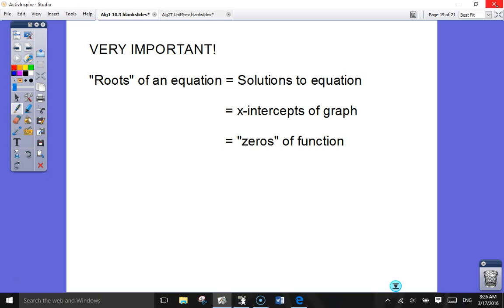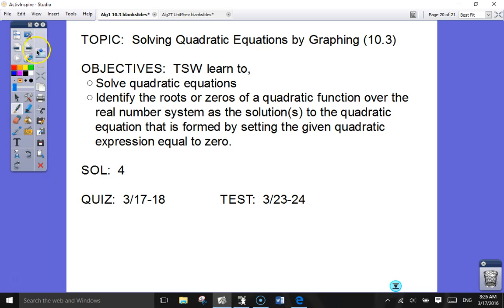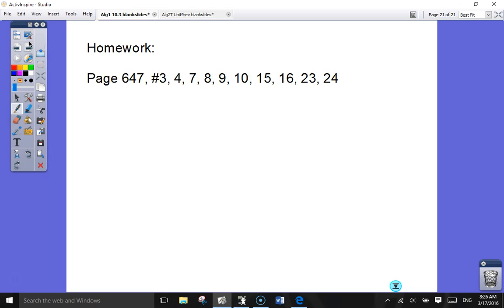Somebody shouldn't say find the zeros of an equation. That doesn't make sense. It should be the roots of the equation, the zeros of the function. But if they do, it just means the same thing. This is actually really fun.